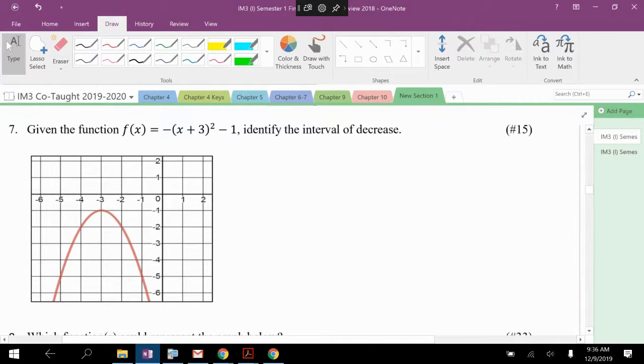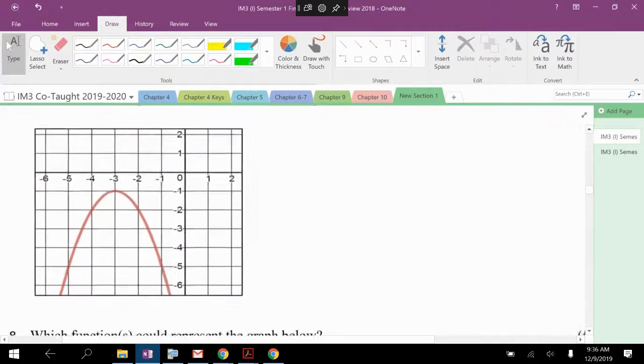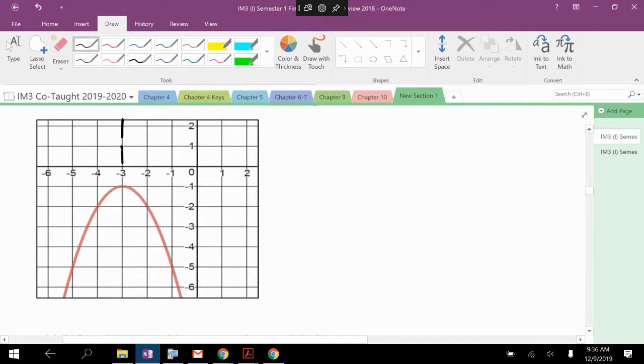Given the function, identify the interval of decrease. So I will give you the graph on this one. Okay, so when you look at this, I'm going to draw a dotted line because you always have to talk about the X values. Always. Well, from left to right, negative infinity to -3, and then -3 to infinity. One of these pieces is increasing and one of them is decreasing. Is this very first piece in yellow increasing or decreasing? Increasing, so I'm just going to put an I there and put a D here.